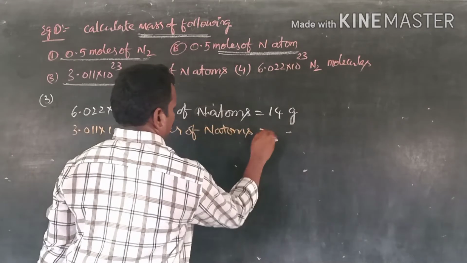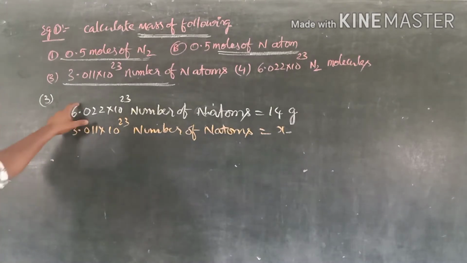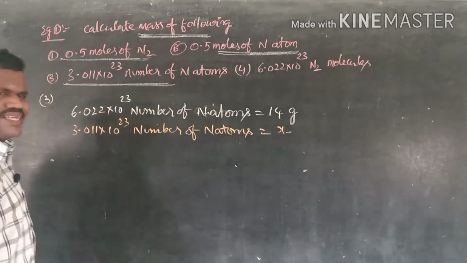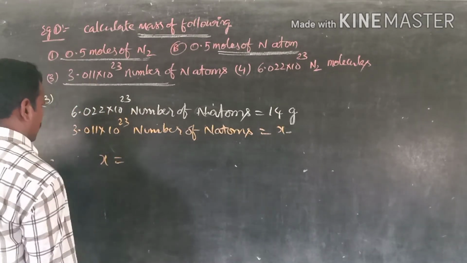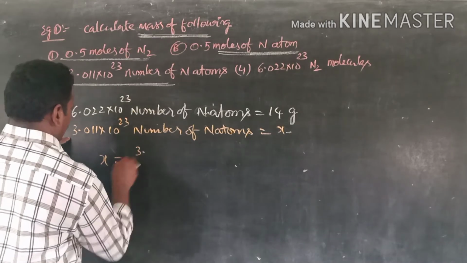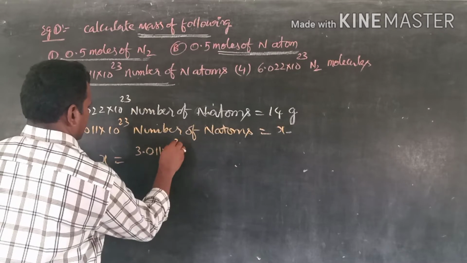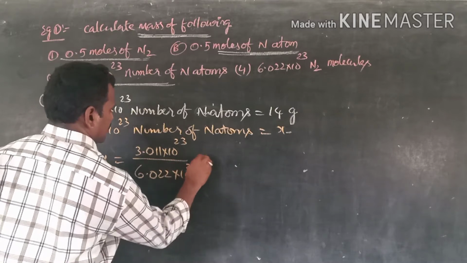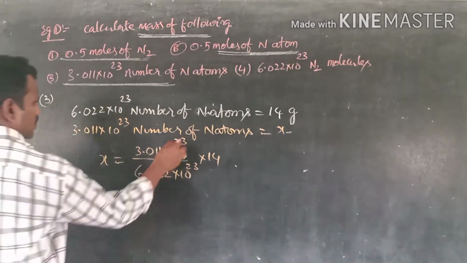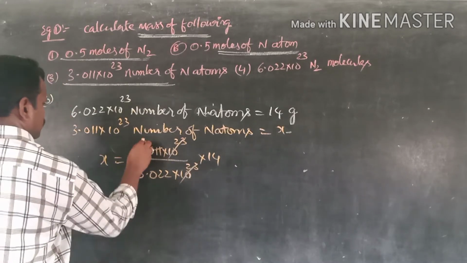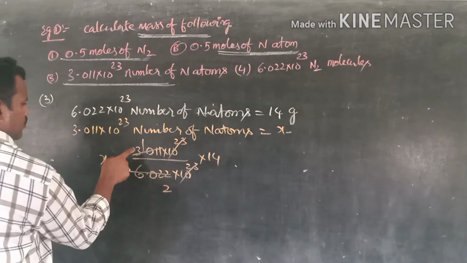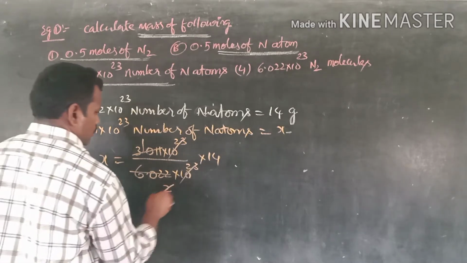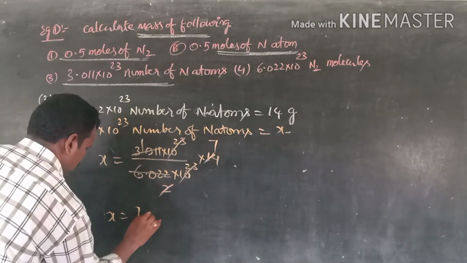What is this atomic weight? That is x. See here, the number is reduced to half. Then automatically, simply we can say the weight is also reduced to half. Easy method. But x is equal to, the number is reduced, so 3.011 into 10 power 23 divided by 6.022 into 10 power 23 into 14. Now 10 power 23 and 10 power 23 easily get cancelled. Because 3 2s are 6, 0 0, 1 becomes 2, here also 1 becomes 2. So 2 1s, 2 7s. So x is equal to 7 grams.